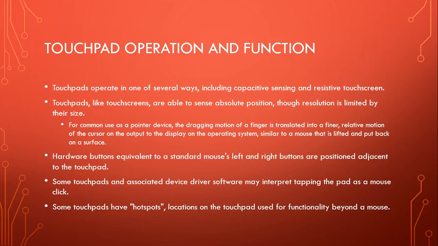Now, some touchpads have what are known as hotspots. These are locations on the touchpad used for functionality beyond the mouse. For example, you might be able to disable the touchpad just by double-clicking on a certain point on that touchpad. Or it might bring up additional features that would not normally be something that you would have for a mouse.